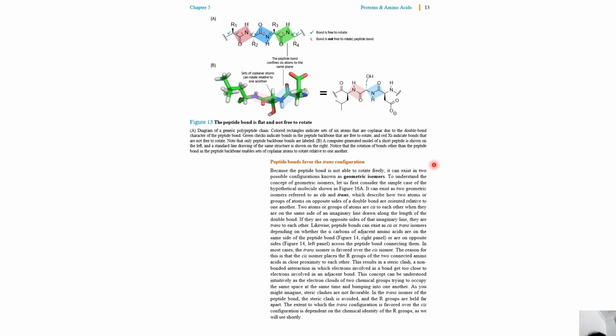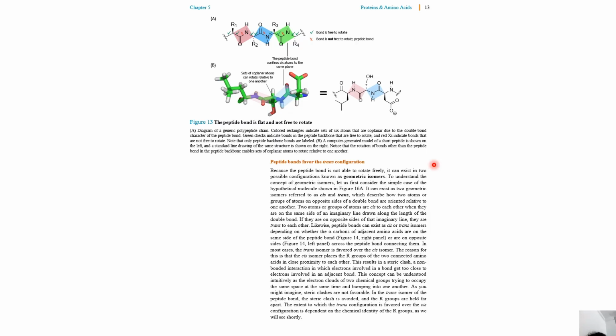In most cases, the trans isomer is favored over the cis isomer. The reason for this is that the cis isomer places the R groups of two connected amino acids in close proximity to each other. This results in a steric clash, a non-bonded interaction in which the electrons involved in a bond get too close to electrons involved in an adjacent bond.